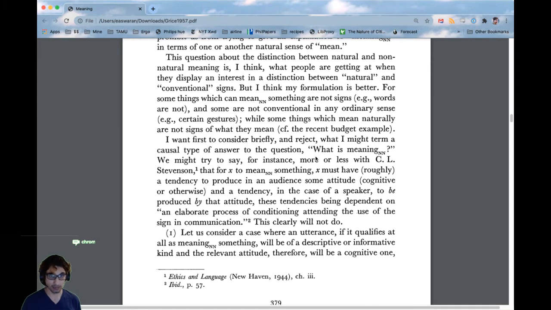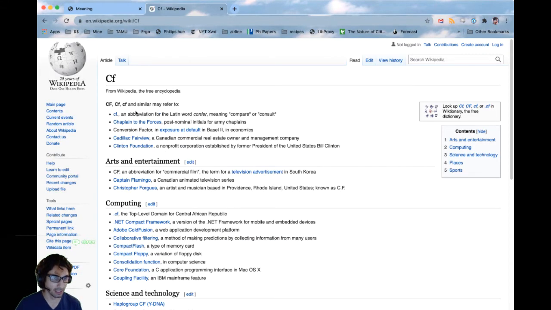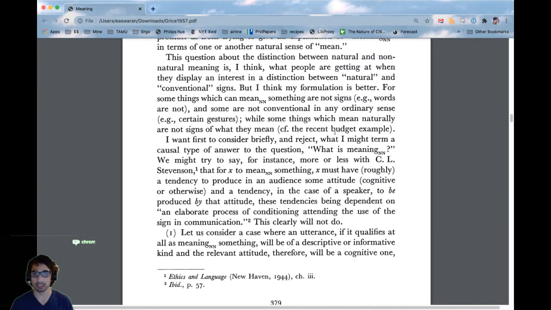While some things which mean naturally are not signs of what they mean. CF, the recent budget example. And I think CF is another one of those abbreviations that's from Latin. In fact, let's see if I can find out what that one means. It's from the Latin confer, meaning to compare or consult. So yes, compare that recent budget example. And EG is exempli gratia.